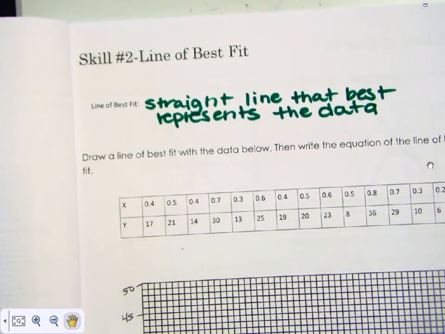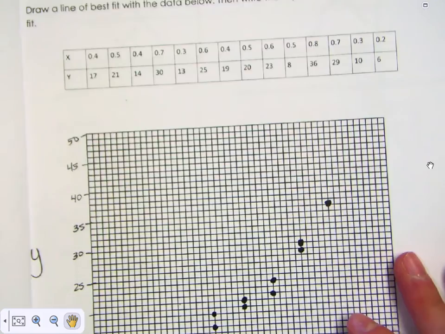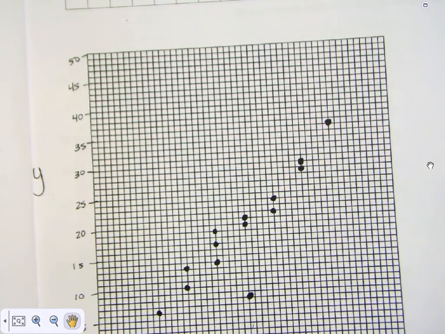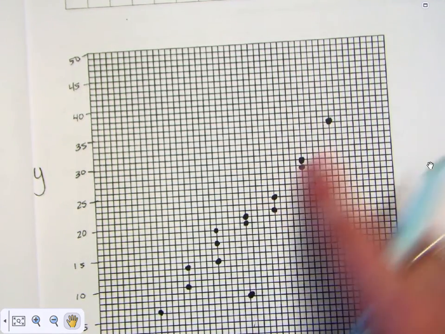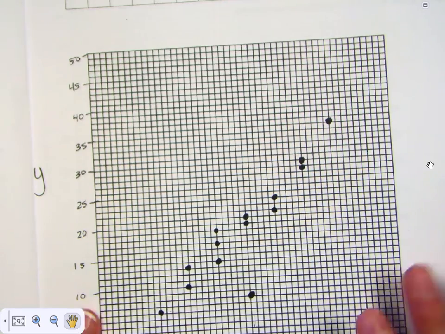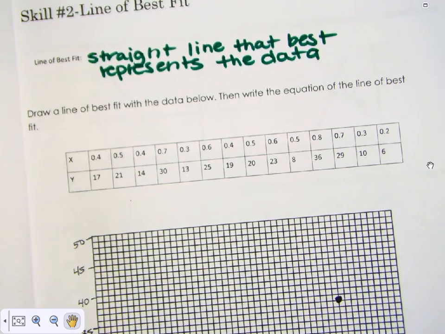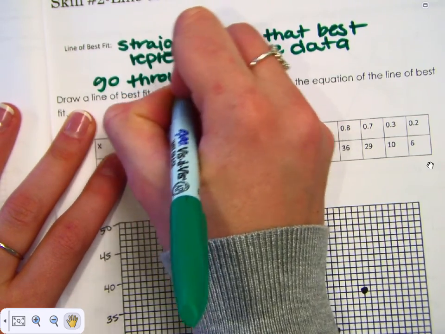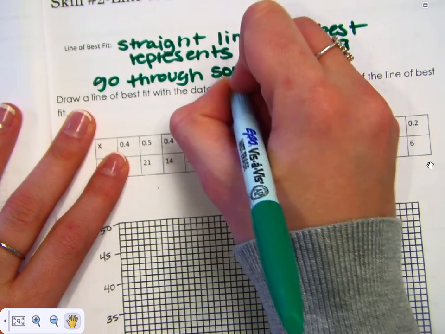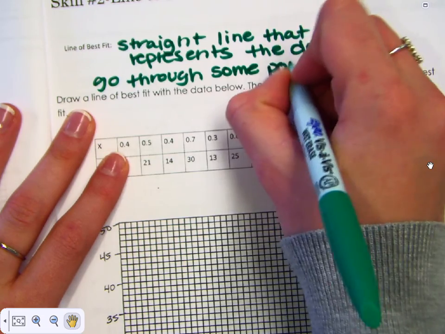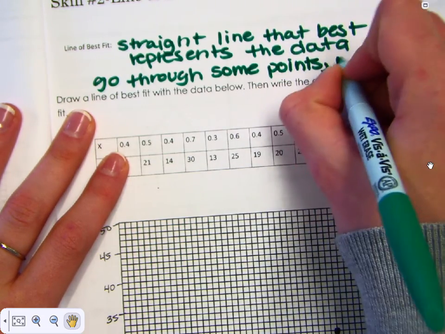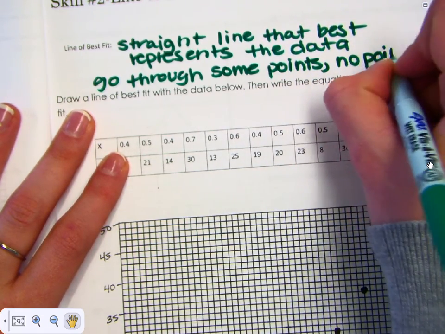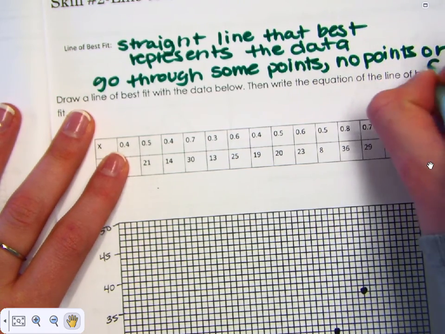As we see down here in your graph, it looks linear, so we're going to draw the line that would best fit this data. It can either go through some points, no points, or all points.